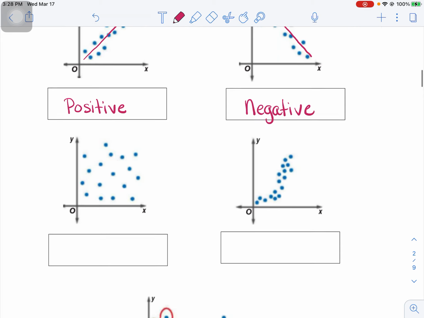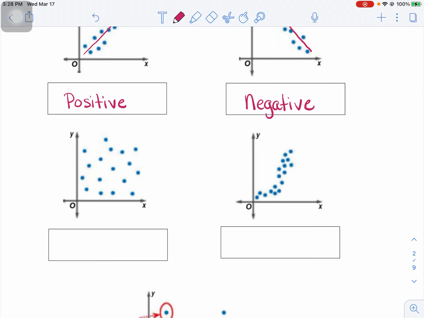All right, let's look down at our next ones. So we have one here, and you see how the dots are all over the place. There's no way for me to draw a line that encompasses the way it's going. I could try that way, but nothing's working. So when we have just a blob everywhere, this is a no association or no correlation.